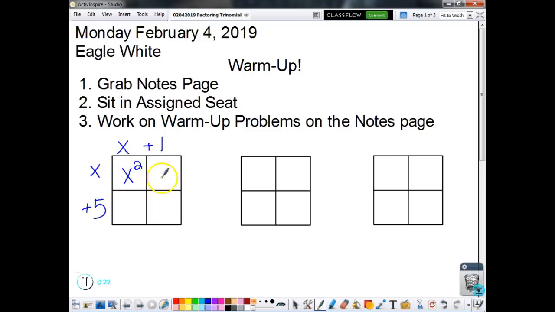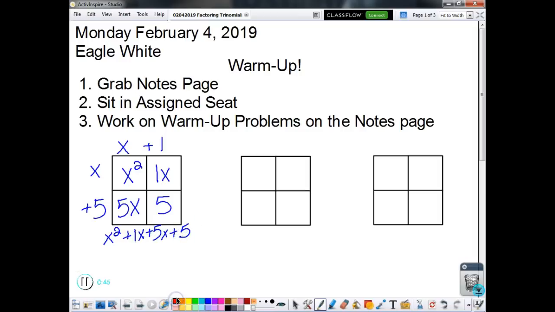And then 1 times x would be 1x, and 5 times x would be 5x, and 5 times 1, which would be 5. Right? And then I want to add everything up in the boxes. So I have x squared plus 1x plus 5x plus 5.